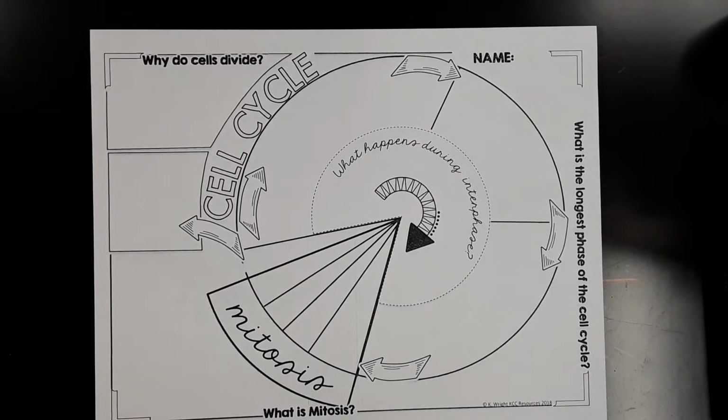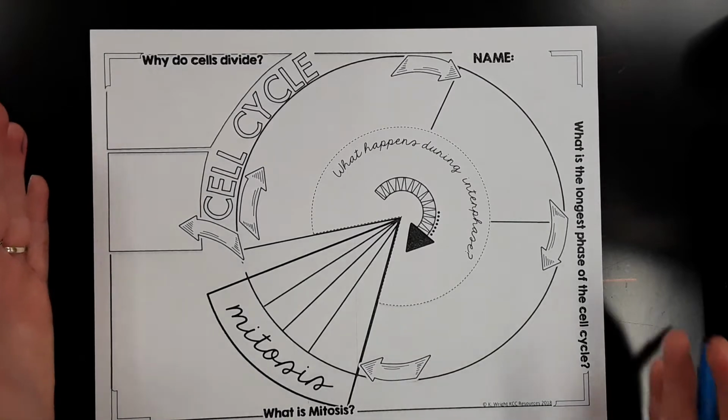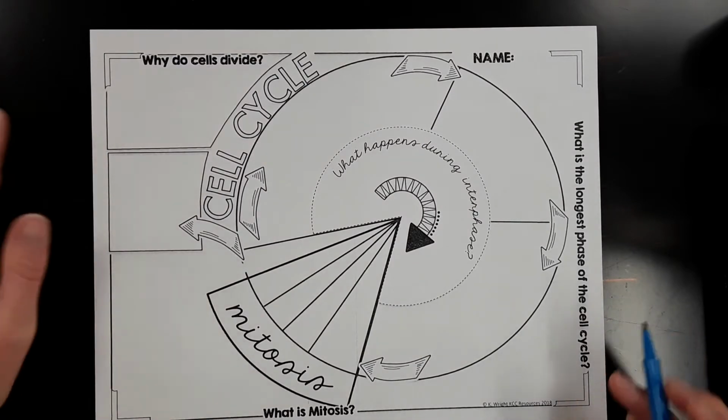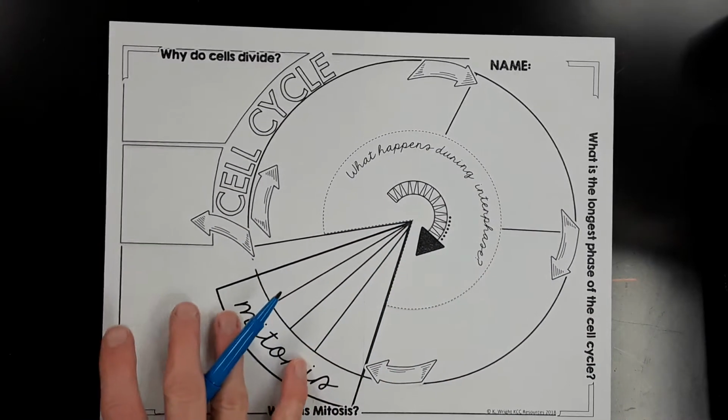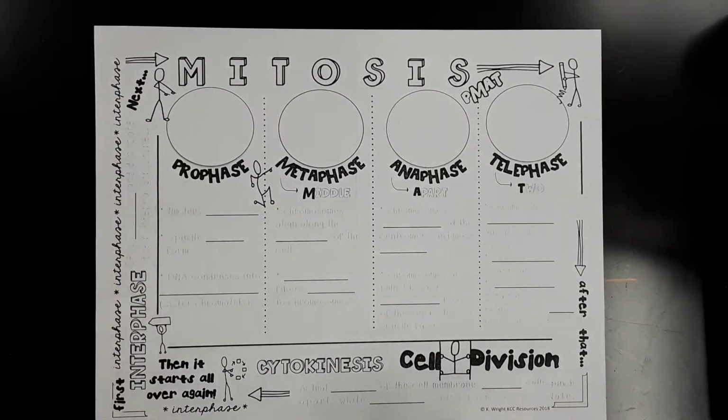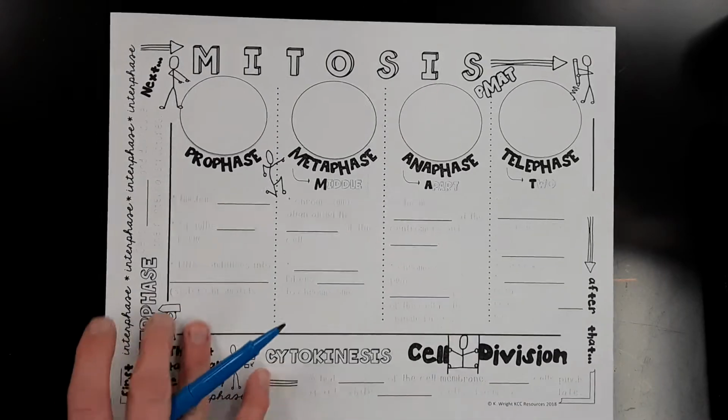And the cell cycle is pretty much the life cycle of the cell. So on the front of this paper, we are going to go over the life cycle of the cell. So this is the overview. And then on the back side of this paper, we are going to go into the details of the phases of mitosis, the division of the nucleus.